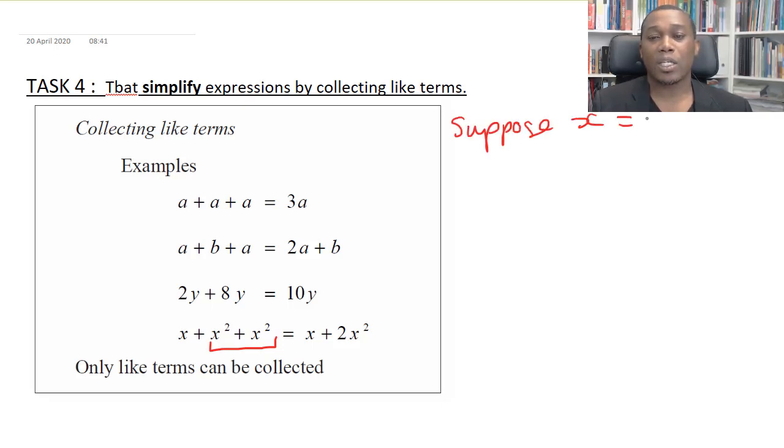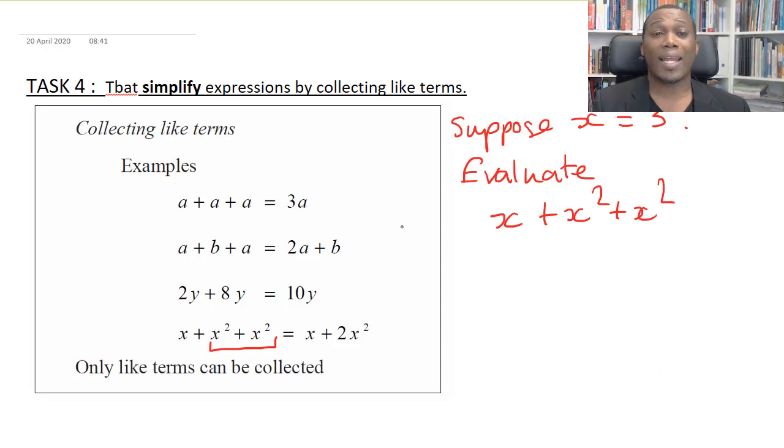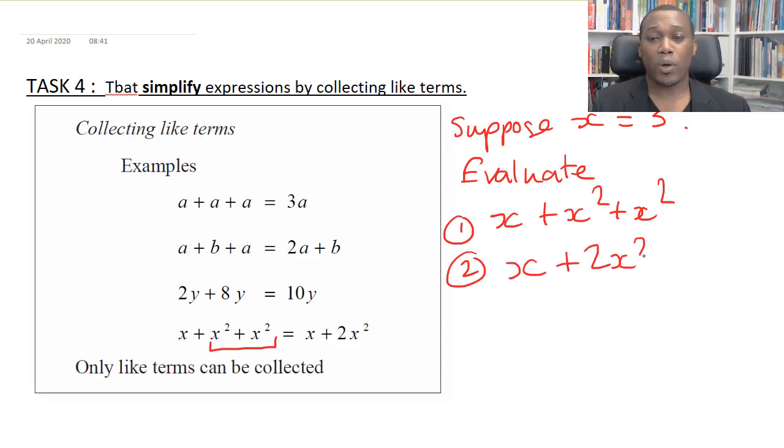And the reason behind that is, suppose I told you that x is equal to 3. Then what did we start off with? We started off with substitution. I want you to work out, I would say evaluate. So this is a question I want you to do. Suppose x is 3, then evaluate x plus x squared plus x squared. Go on, work that out. Then for the second one also, evaluate x plus 2x squared. So do those two questions. What answer do you get for each of them?